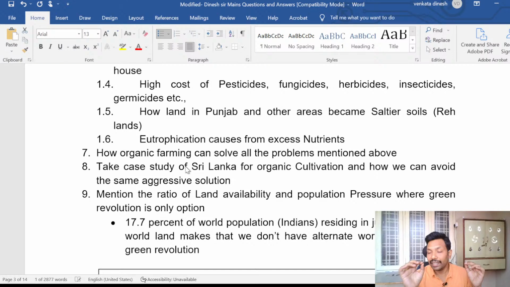I don't know what you do, but you have to mention this point. 17.7% of the world population, that is, we all are Indians, are residing in just 2.4% of the world land, which means we don't have an alternative world. See, the Indian population is almost 17.7% of the world population, living in just 2.4% of the world land, that is India. So how much pressure will be there on this land?